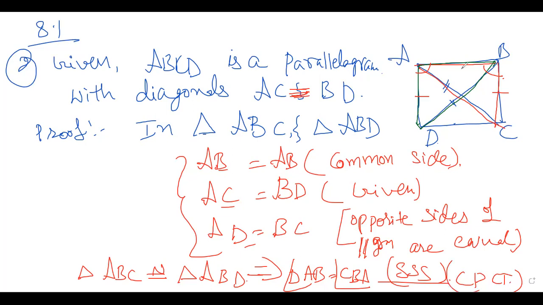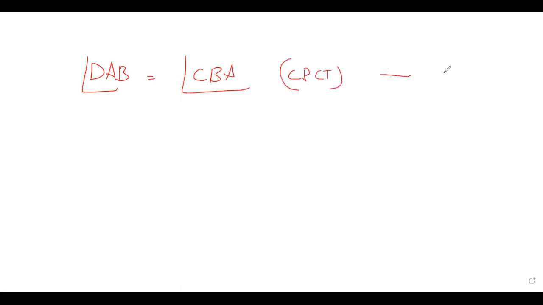Understood, children, till here? We are writing these two as equal by CPCT because you are going to prove this is a rectangle. The sum of these two should be 180, which we now have to prove. That is why I am taking two consecutive angles. We can write angle A is equal to angle B by CPCT. And next, once again I'll write here, DAB is equal to CBA by CPCT. Call it equation number 1.